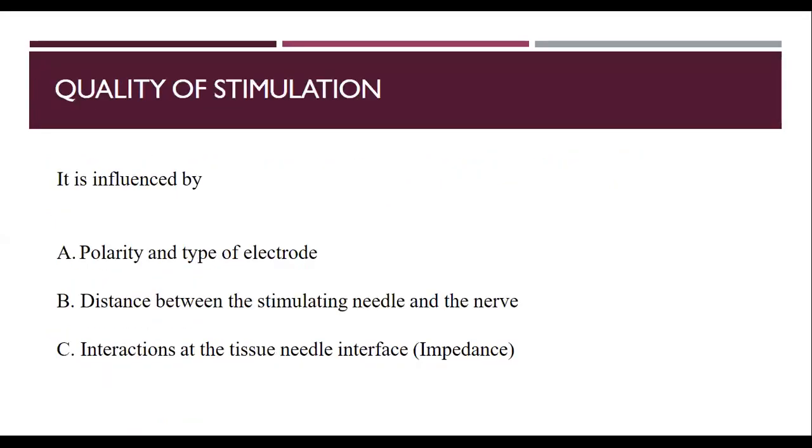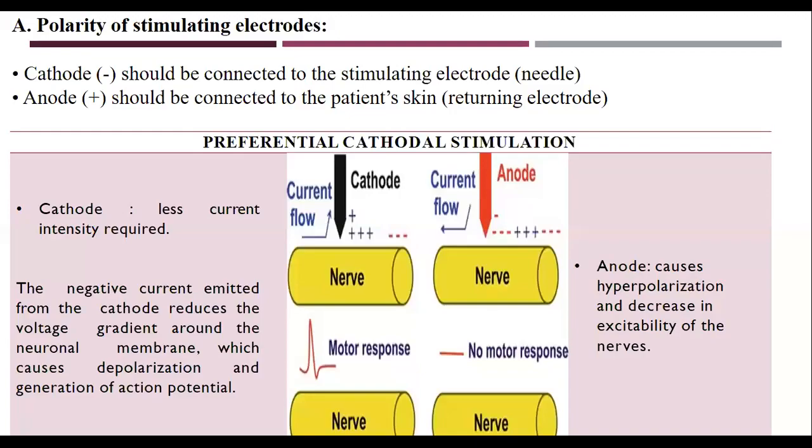Coming on to quality of stimulation, it is influenced by, number one, polarity and type of electrode, then the distance between the stimulating needle and the nerve, and then the interactions at the tissue needle interface, that is called the impedance. Coming on to the polarity, the cathode, the negative electrode, should be connected to the stimulating needle, and the anode, the positive electrode, should be connected to the patient's skin, that is the returning electrode. So the cathode will require less current intensity, and the negative current emitted from the cathode reduces the voltage gradient around the neuronal membrane, which causes depolarization and generation of action potential.